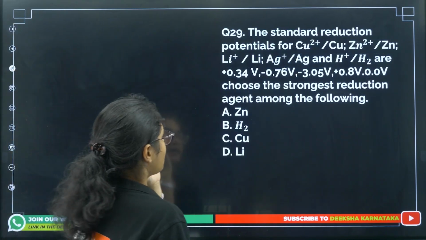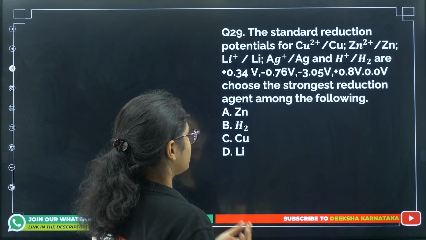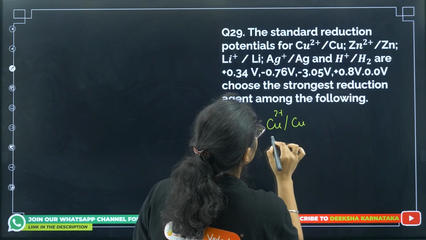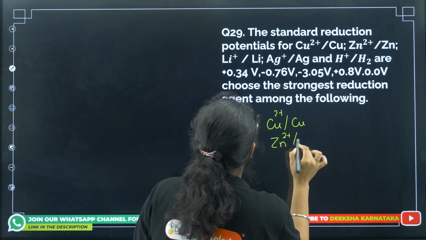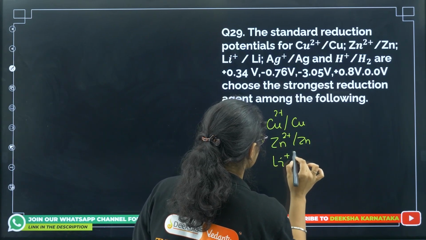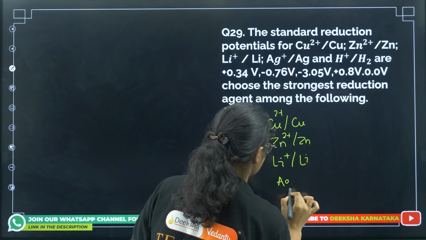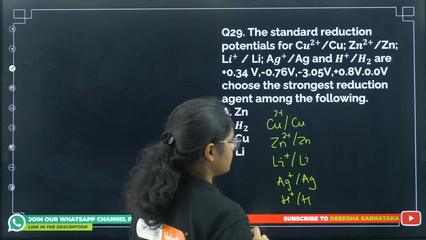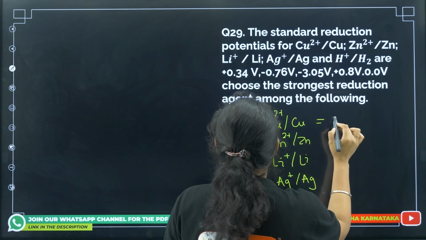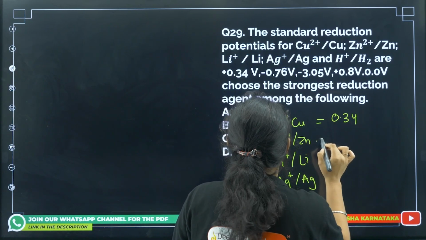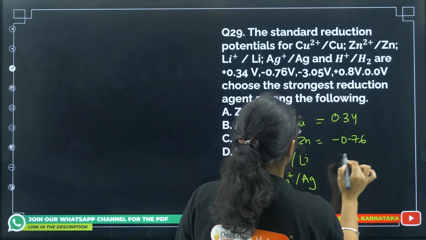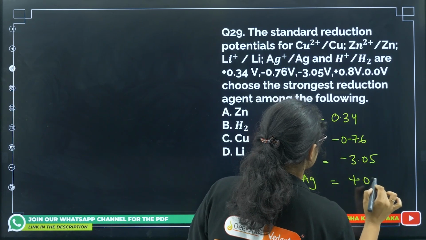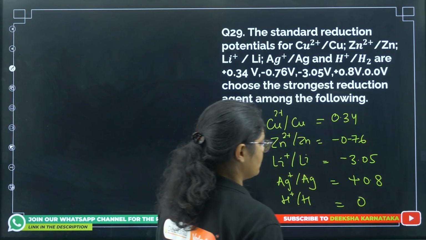Coming to the second last question, the standard reduction potentials are given. For copper, reduction potential is given, then zinc reduction potential, then lithium reduction potential, then silver reduction potential, and lastly hydrogen reduction potential is also given. Copper reduction potential value is 0.34, zinc is minus 0.76, lithium is minus 3.05, silver is plus 0.8, and hydrogen is 0 volt.